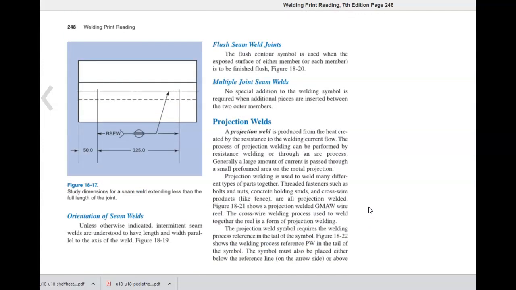Orientation of seam welds. Unless otherwise indicated, intermittent seam welds are understood to have length and width parallel to the axis of the weld. Figure 18-19.